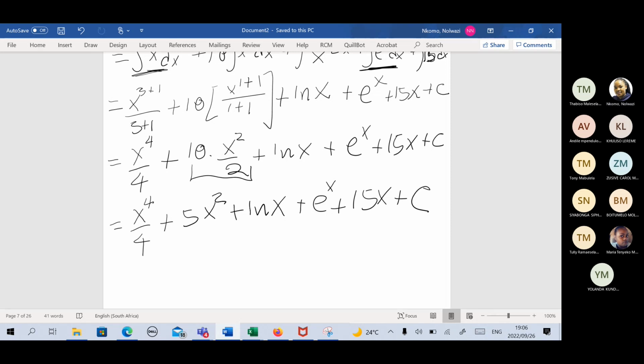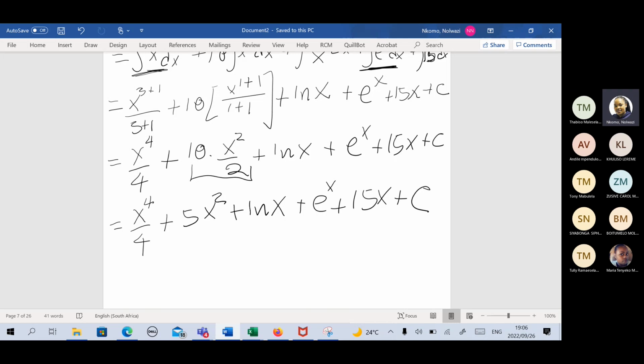The 5, did we divide 10 by 2? Yes. And then please just explain the ln x and the e^x, why the e^x doesn't change, and the ln x. If you can just explain that again.